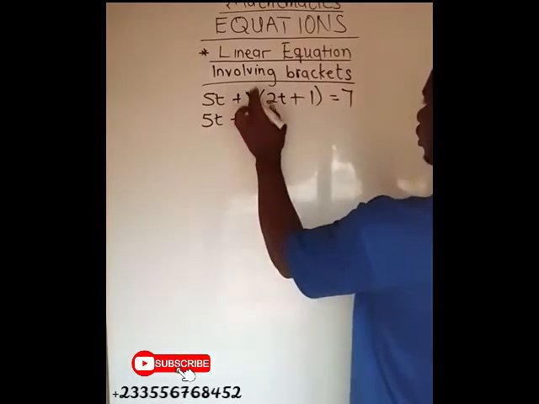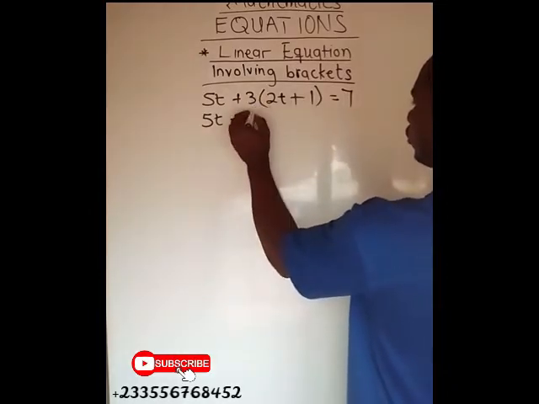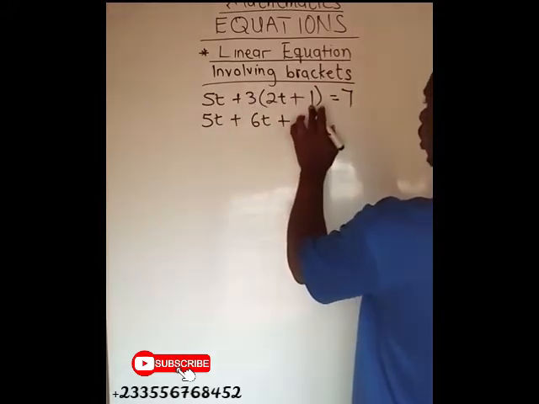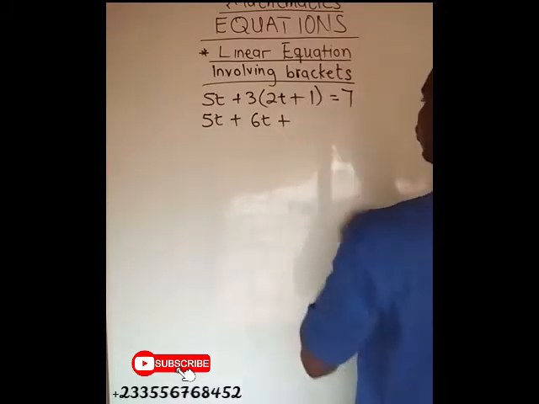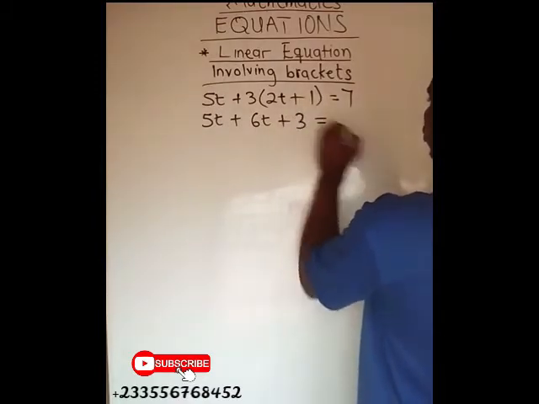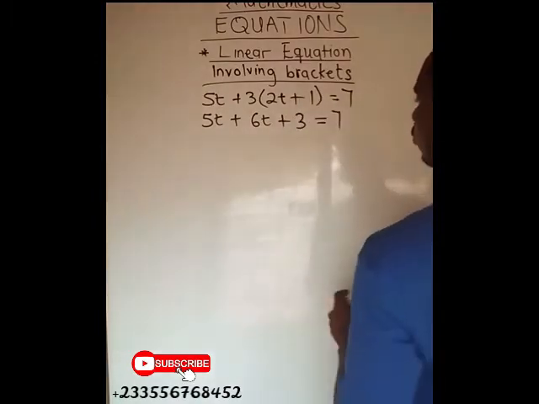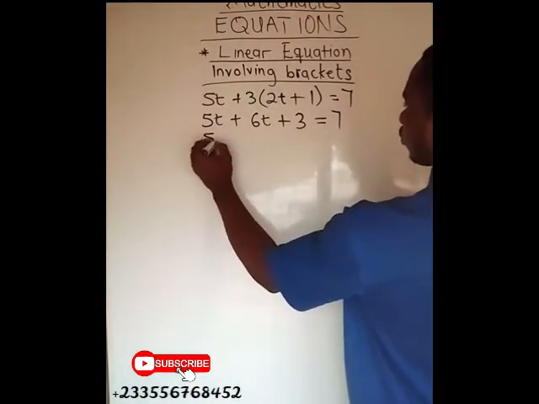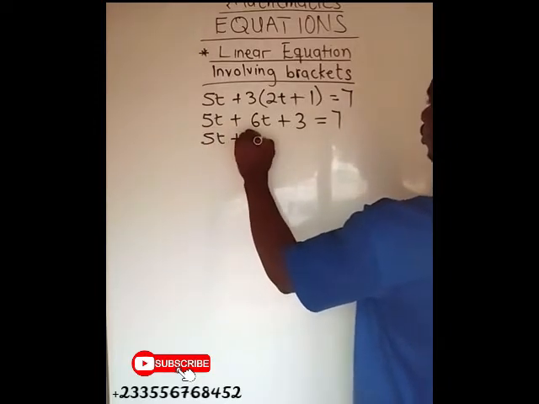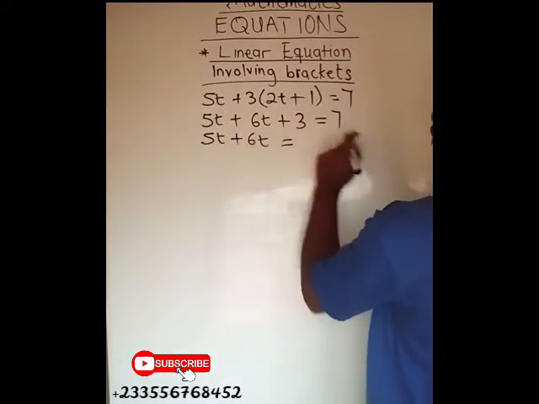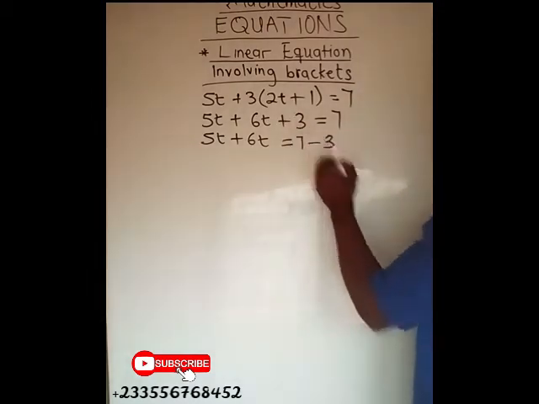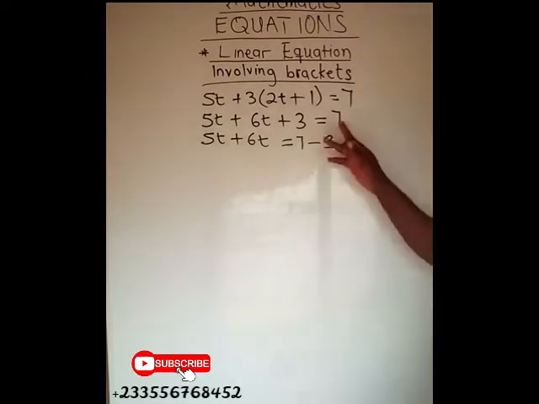So expanding this bracket, this 3 will multiply this 2, you get 6t, plus this same 3 will multiply the 1, and you have 3 times 1, which is 3, is equal to 7. So at this point we can group like terms and continue with the solving. 5t plus 6t is equal to 7, and the 3 will come to this side, which will be negative 3, because when positive 3 crosses the equal to sign, it becomes negative.